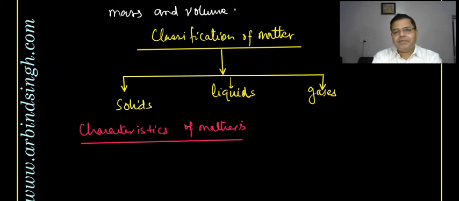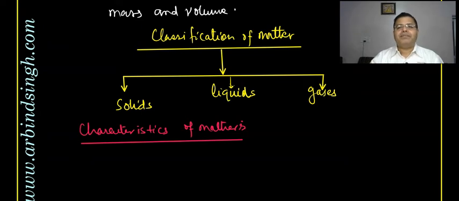Matter exists everywhere in this universe. Everywhere. Matter exists everywhere, and it is continuous. It is assembled somewhere in the form of solid, somewhere in the form of liquid, somewhere in the form of gases, and somewhere there is no specific type.